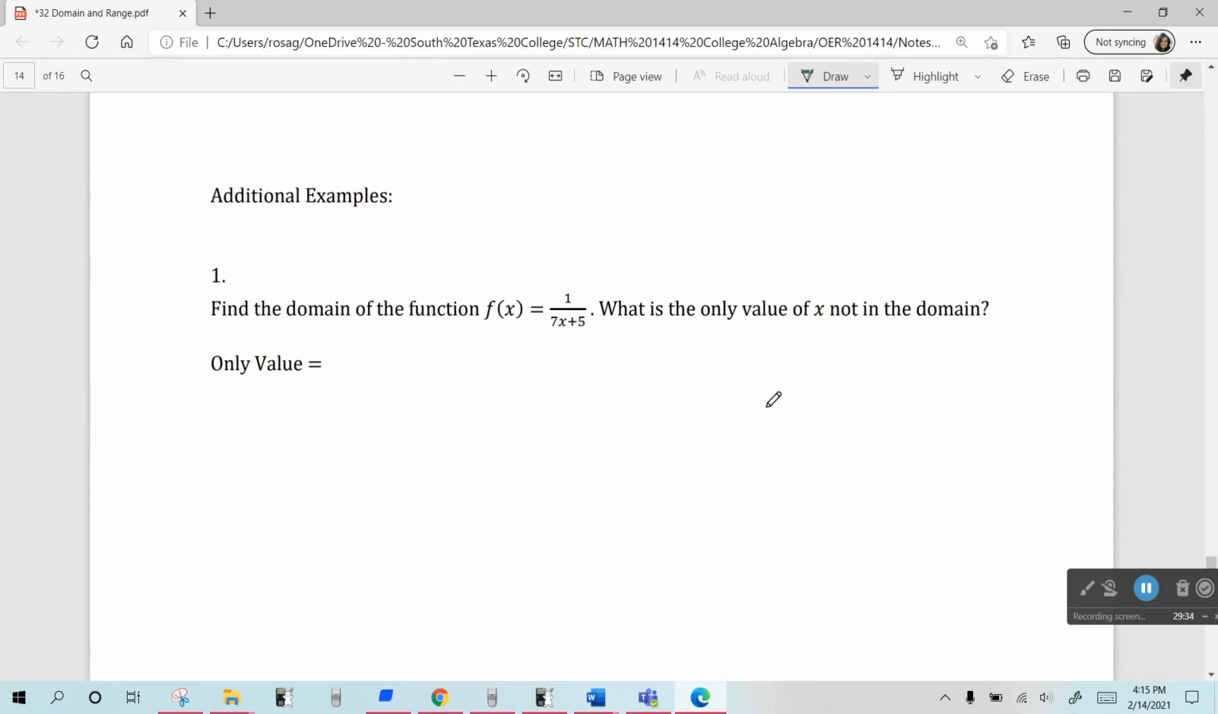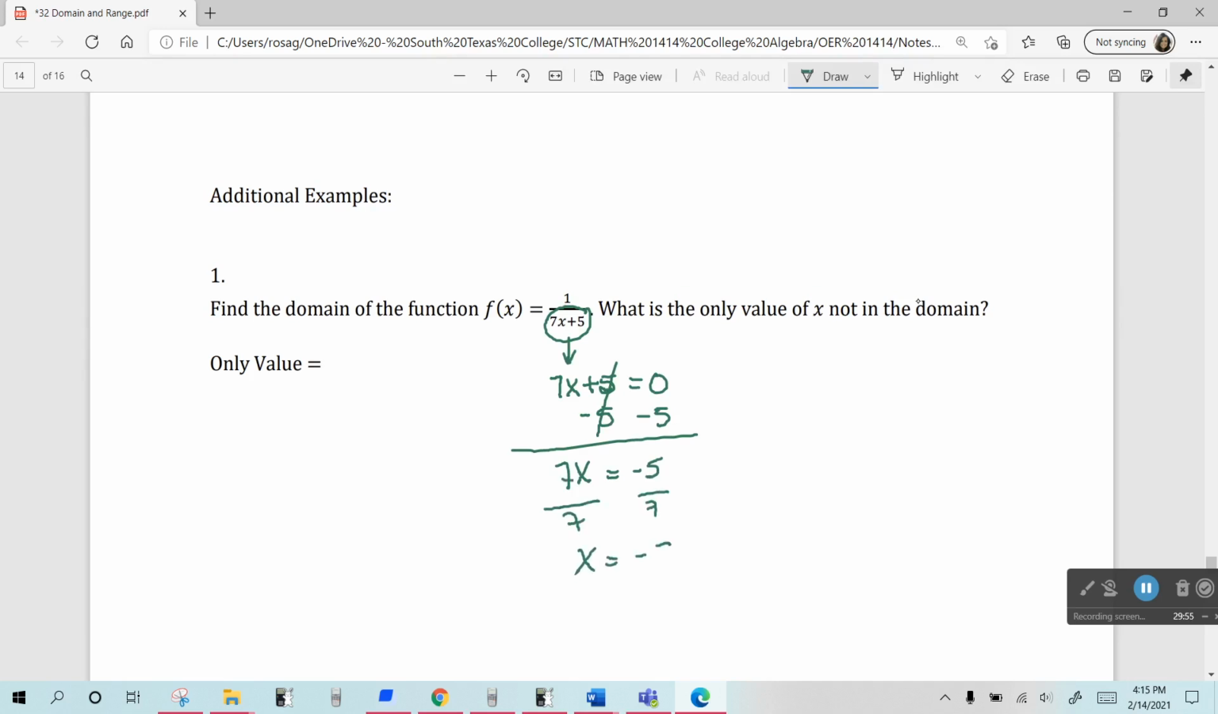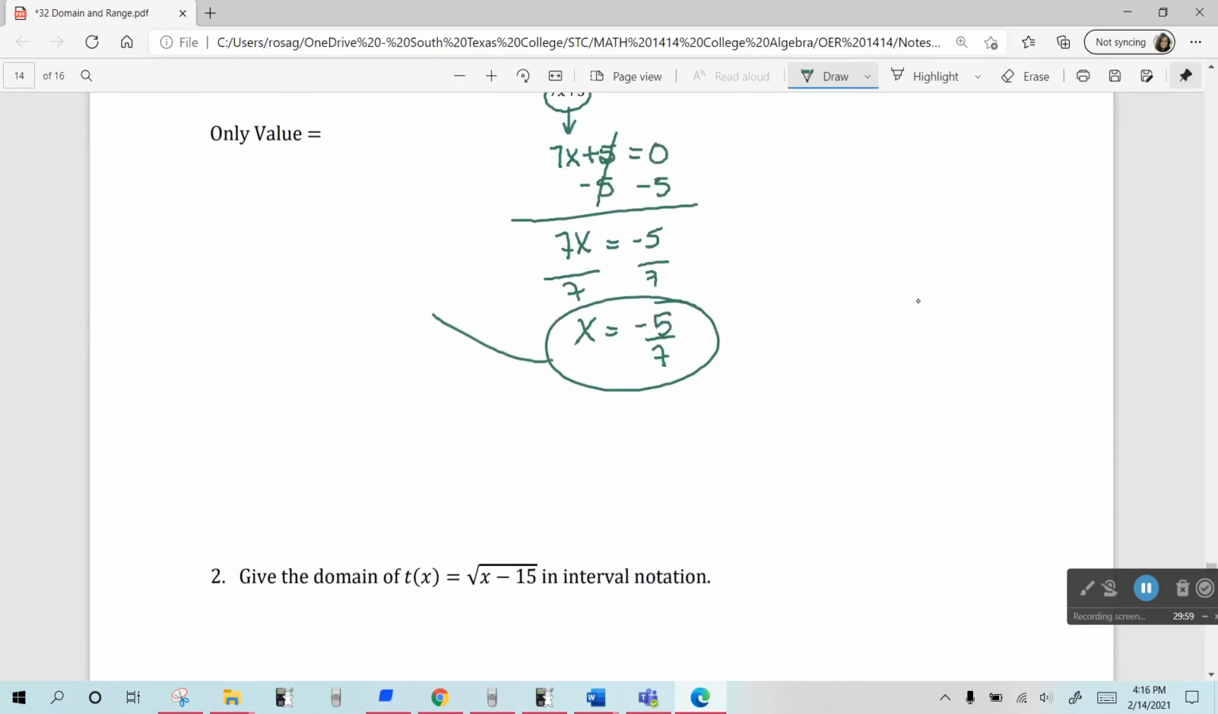Some additional examples have to do with domain. Find the domain of the function. What is the only value that is not in the domain? You grab it from the bottom and you solve. They want to know just the value that cannot be in the domain, so you just solve the bottom. And this is the only value that cannot be in that domain.